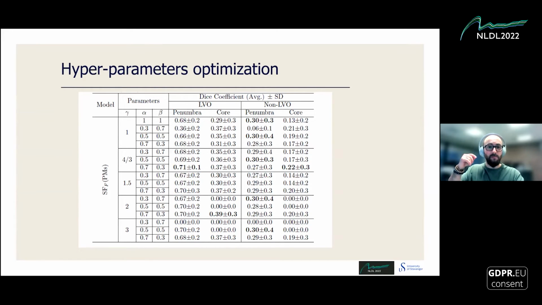We also check different combinations of the parameters alpha and beta, and these parameters need to be between 0 and 1. As you can see from this table, the most satisfactory result from this hyperparameter search is given by gamma equal to 4/3, alpha equal to 0.7, and beta equal to 0.3. These results are given by the statistical evaluation of the Dice coefficient on average over all the groups that we have in our dataset.